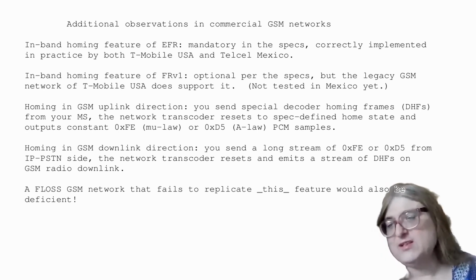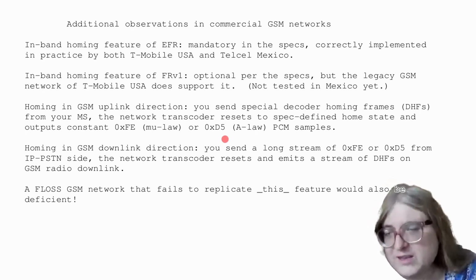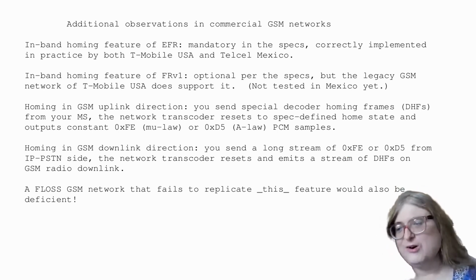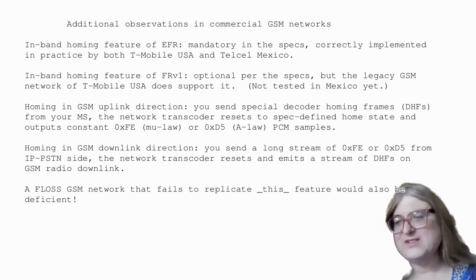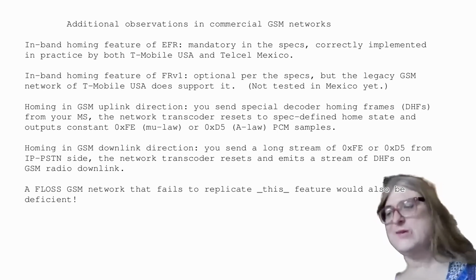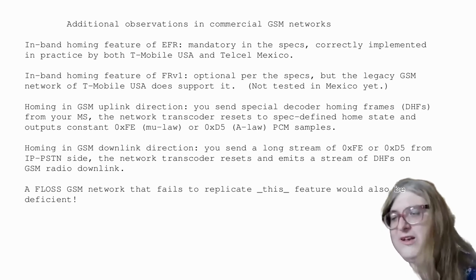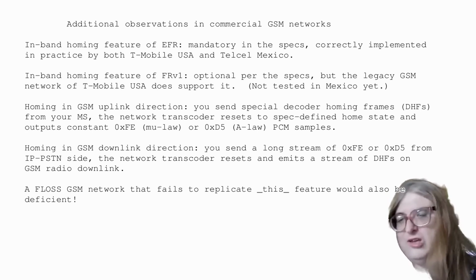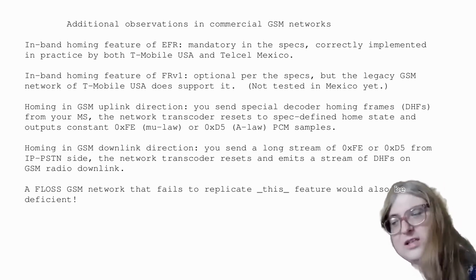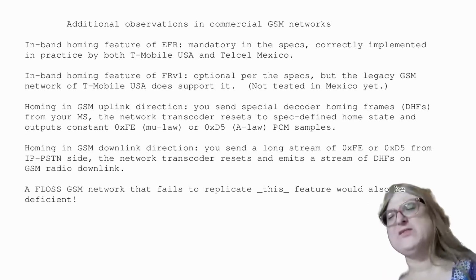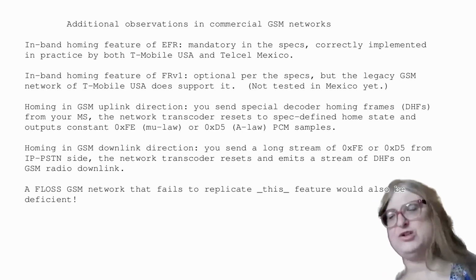From the IP PSTN link, from SIP in G.711, you can feed in long streams of these octets. And on the GSM air interface downlink, you're going to get a stream of decoder homing frames. So this has been tested and proven to work in both USA and Mexico on EFR, and also in USA on FR1. Haven't tested FR1 in Mexico, haven't tested the combination yet. But the difference with FR1 is it's officially optional in the spec.